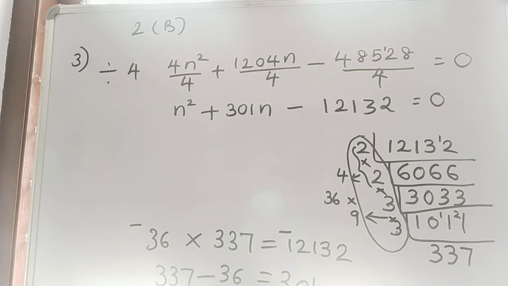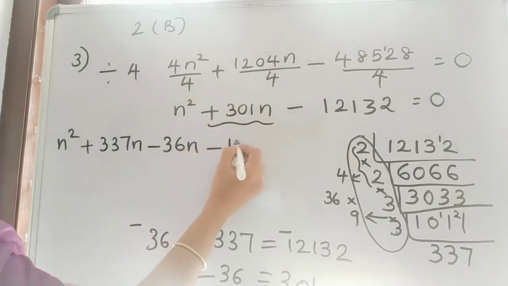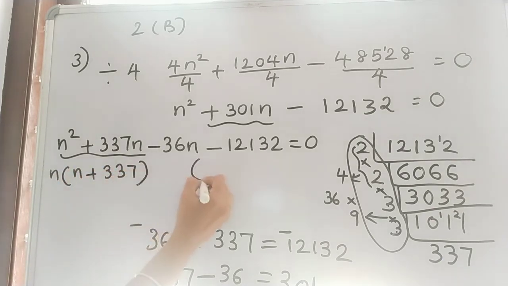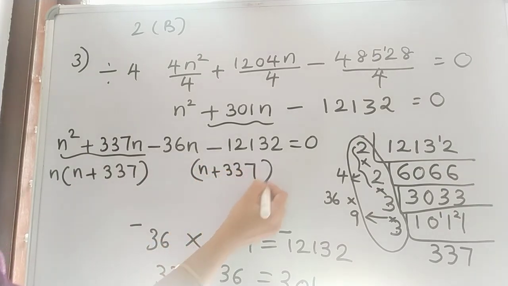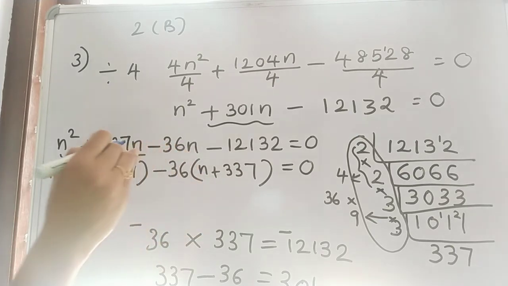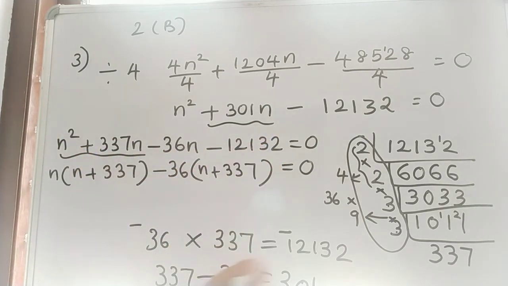So 337 and 36 are the two numbers, negative 36 and 337. So we can split that. So n square, this term we can write as plus 337n minus 36n minus 12132 is equal to 0. So we can take n common: n into n plus 337. Same way we can take this: n plus 337 is equal to 0, you should write. So it will be here minus 36. If we change the brackets, minus 36 into n is minus 36n. Then positive into negative is negative. So 36 into 337 is 12132. We know that 36 into 337 is 12132, so directly we will get that answer.